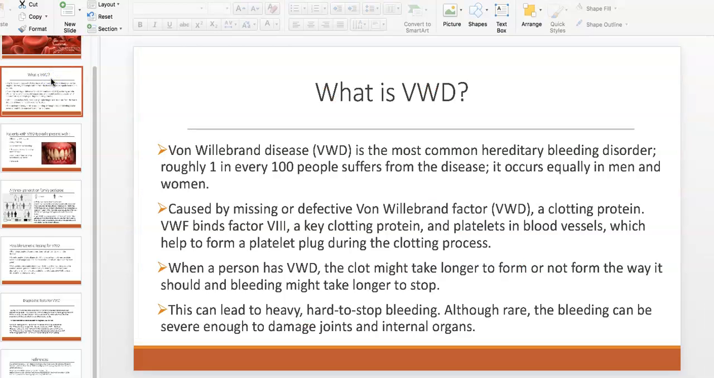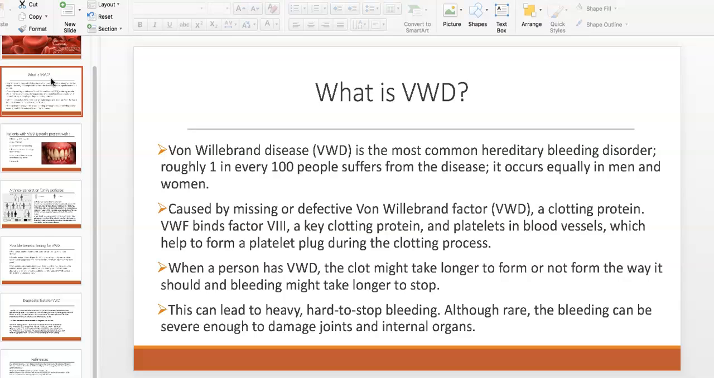What is VWD? Von Willebrand disease is the most common hereditary bleeding disorder. Roughly 1 in every 100 people suffers from the disease, and it occurs equally in men and women. The disease is caused by missing or defective Von Willebrand factor. Von Willebrand factor is a clotting protein that binds the platelets in our blood and helps to form a platelet plug during the clotting process.